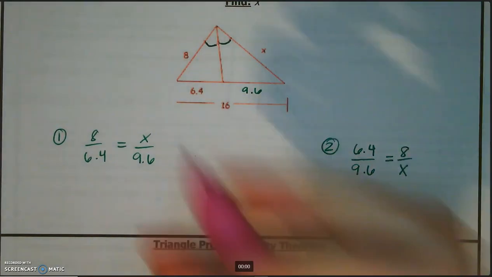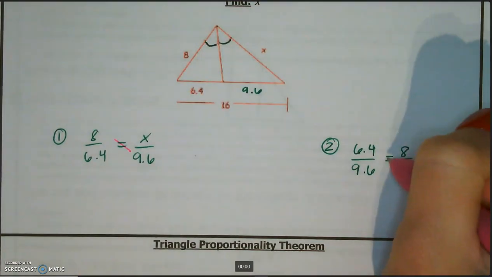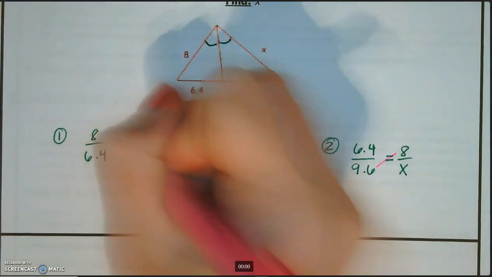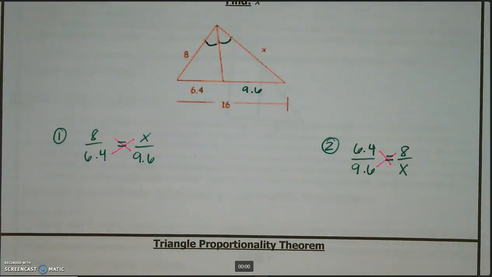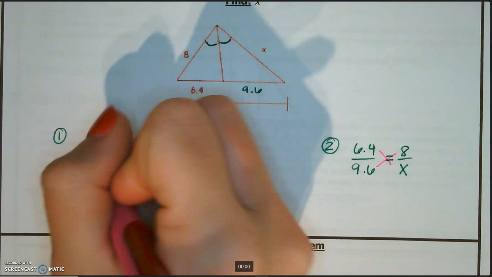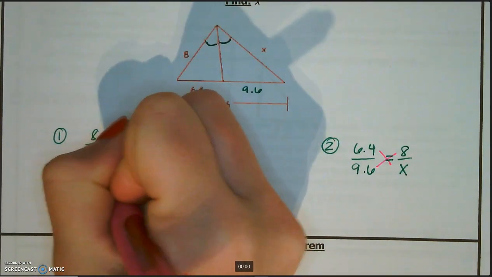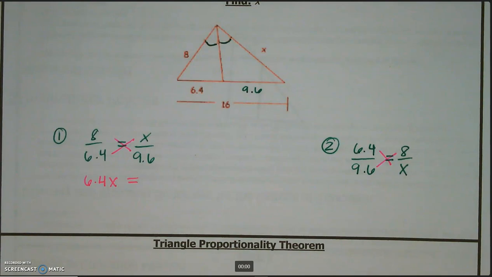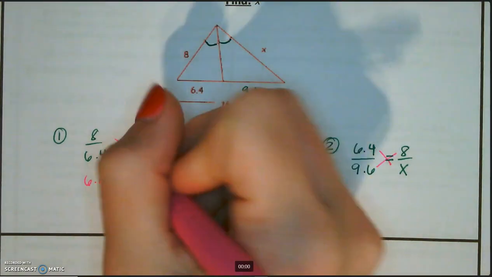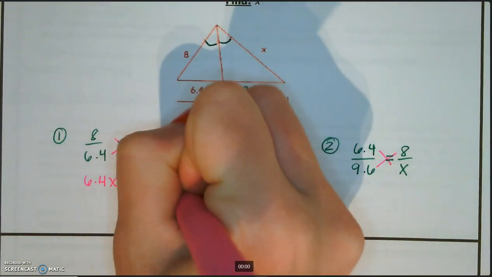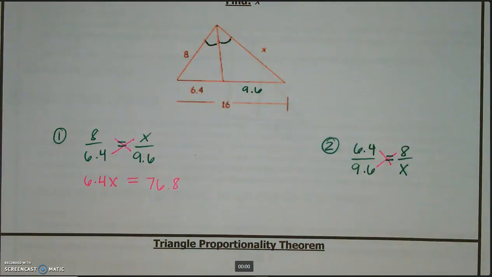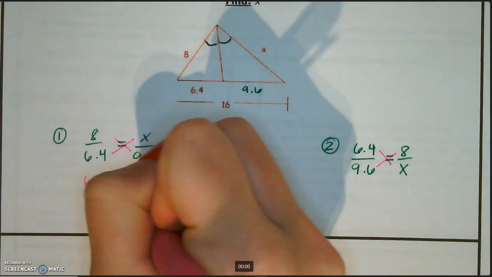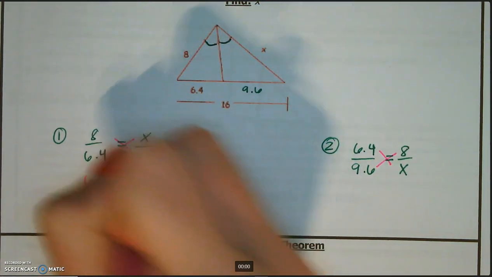Notice that in both of these cases, the 8 is going to the 9.6, and the x is going to the 6.4. So both proportions are valid. So we have 6.4x is equal to, let's see, 9.6 times 8. That's 76.8. Let's divide by 6.4 on both sides. So it looks like x is equal to 12.